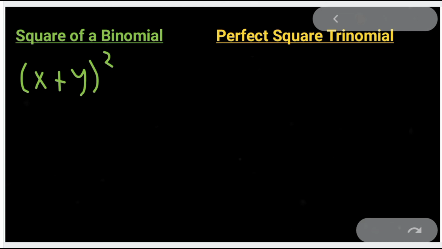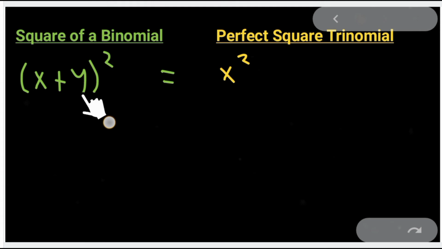So its corresponding perfect square trinomial is simply like this. The shortcut in solving a perfect square trinomial is, first, you need to square the first term. x times x is x squared. Then, to get the second term, we need to multiply the first term, which is x, and the last term, which is y. So we have xy.